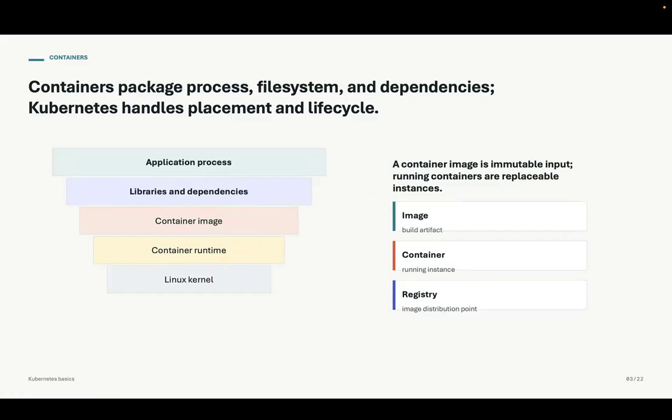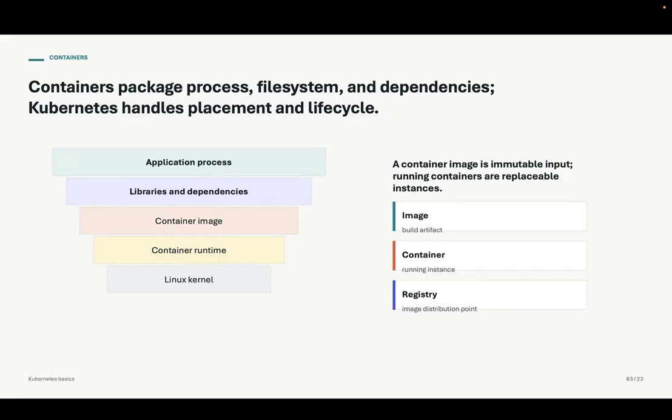Containers. Before we go deeper, we need to anchor ourselves in containers first. A container packages an application process, its dependencies, and its file system into a replaceable runtime unit. The container image is an immutable artifact we build and distribute to a registry. A running container is basically an instance of an image.